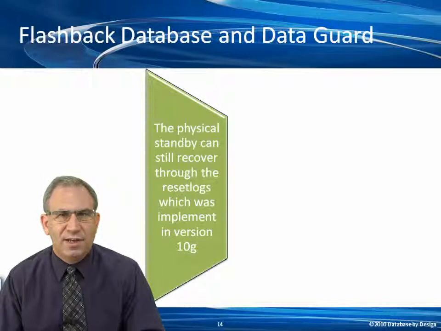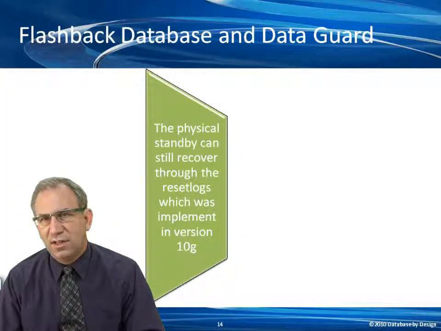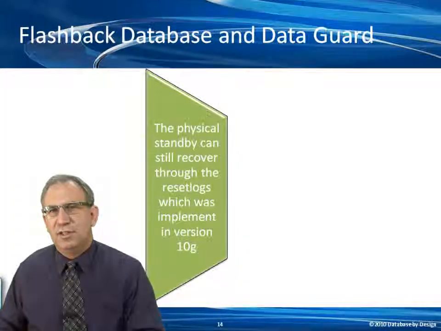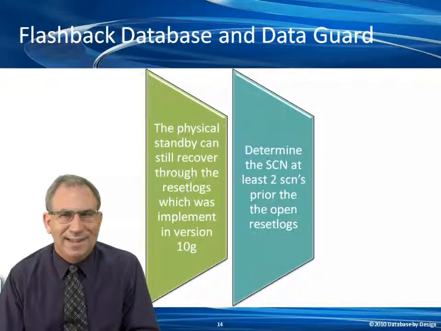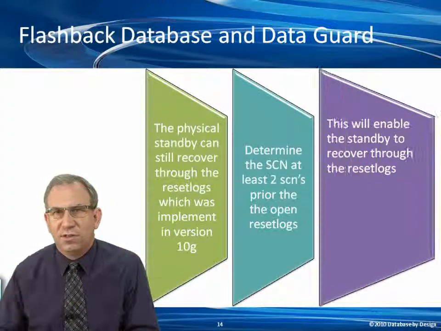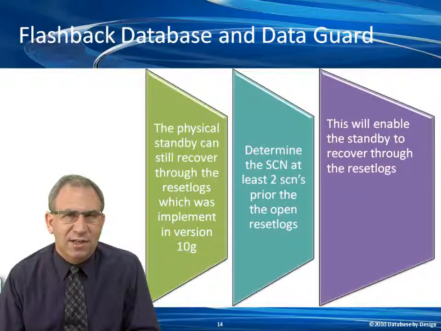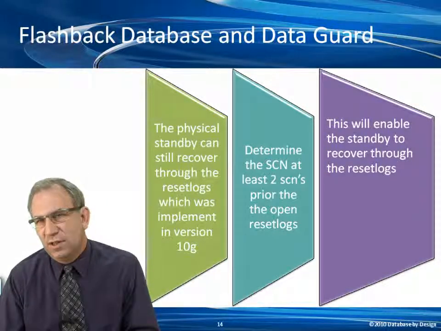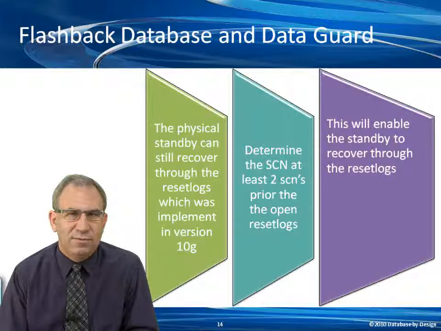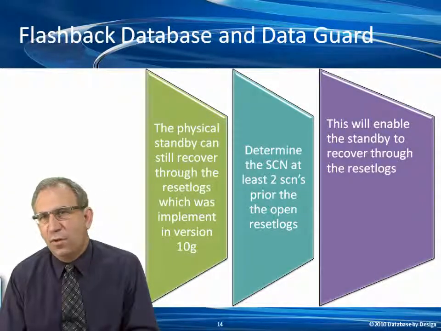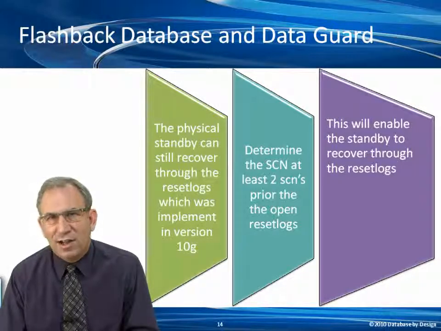The physical standby can still recover through the reset logs, which was implemented in version 10g. What we want to do is determine the SCN at least 2 SCNs prior to the open resetlogs. This will enable the standby database to recover through those reset logs. So we're going to restore the standby to at least 2 SCNs prior to the open resetlogs, and then roll forward the standby database to the current one. I hope that makes sense.